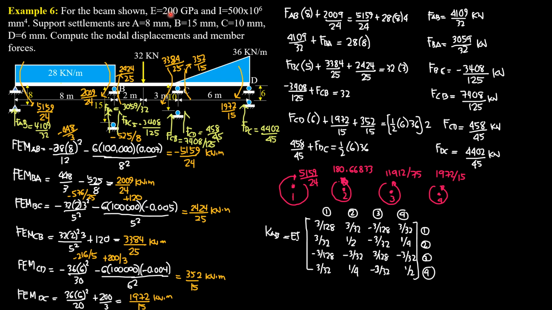EI here is 200 times 10 to the 6 kilopascals, because this is gigapascals, times 500 times 10 to the 6 mm to the fourth divided by 1000 to the fourth to convert moment of inertia to meter to the fourth. So kilonewton per meter square times meter to the fourth is kilonewton meter square. So EI is 100,000 kilonewton meter square, which is this.